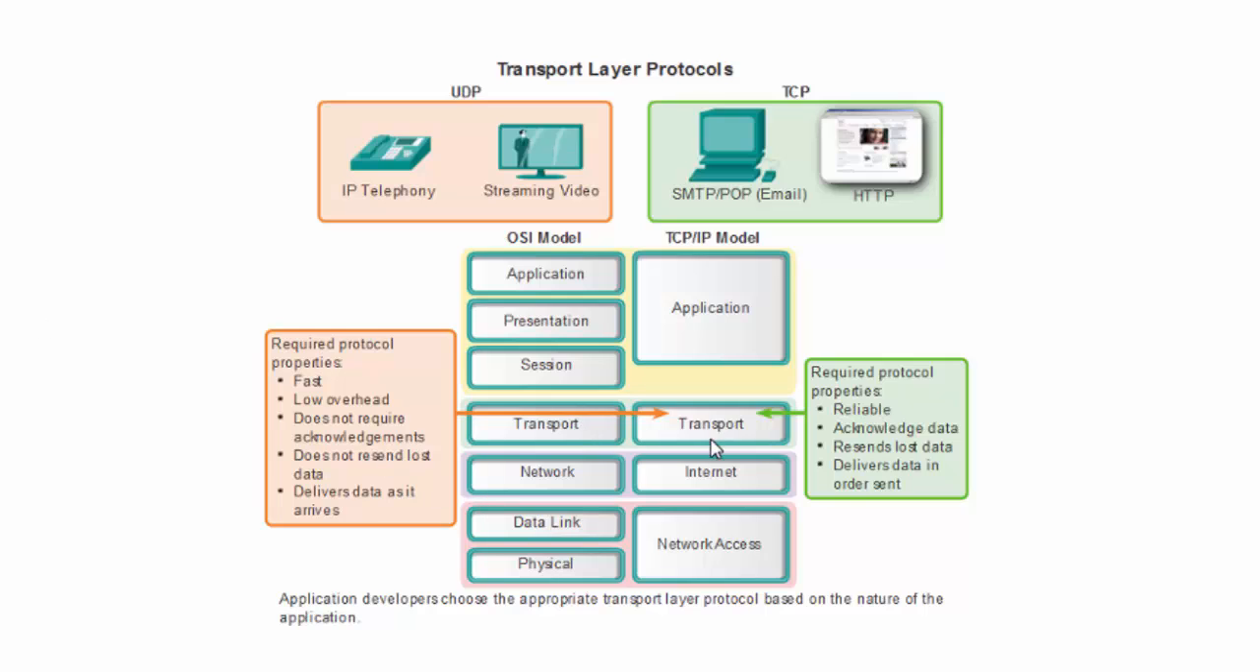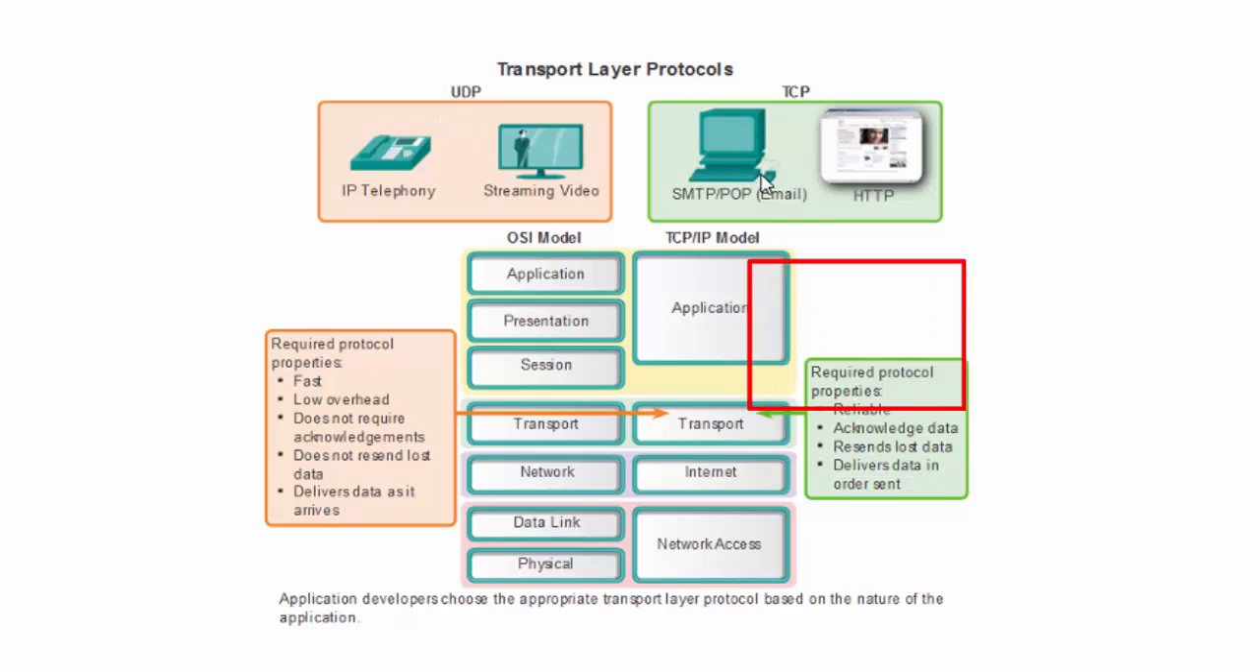So the transport layer protocol, depending on the requirements of the application, can provide fast transmission and low overhead, where the application does not require any acknowledgements and does not resend the lost data, which means that the application is tolerant of packet loss. This set of requirements calls for the use of UDP. On the other side, if the application requires some reliability and some acknowledgement for the data, and if the data is lost it needs to be resent, then you need to use TCP.